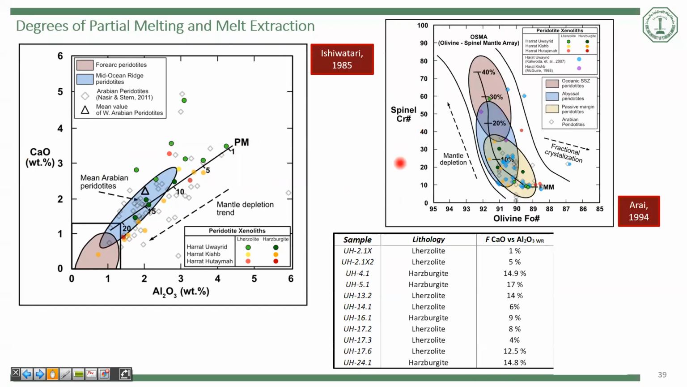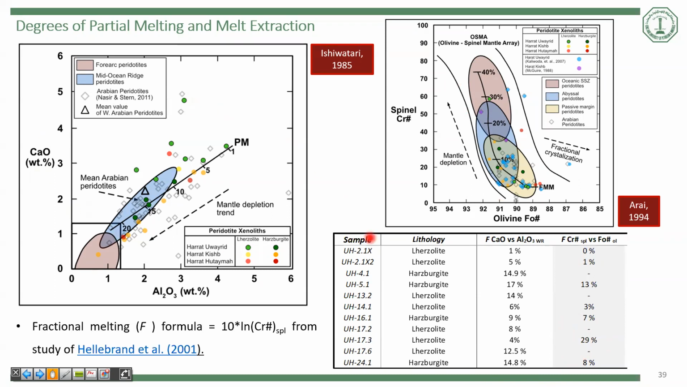Also, we did a similar analysis using the relationship between forsterite of olivine and chromium numbers of the spinel, and this is known as the olivine-spinel mantle array by Arai. And we have the degrees of partial melting quantified in the middle here. And we see from this mineral chemistry that we have similar numbers, whereas here it is approximately between 0 to 13%, although we have an outlier here, which is 30%. And we will validate this later.